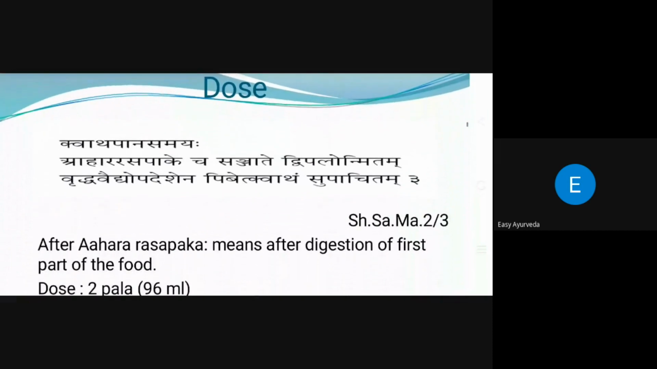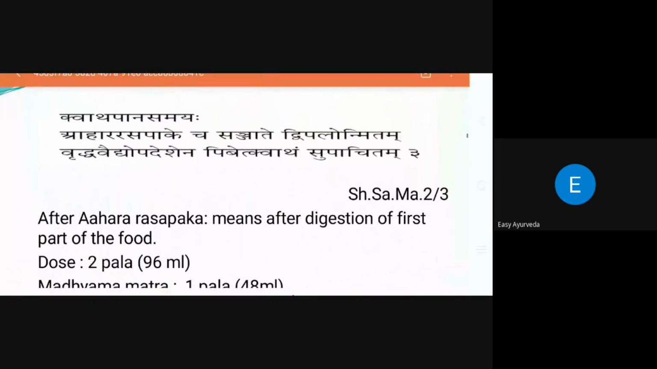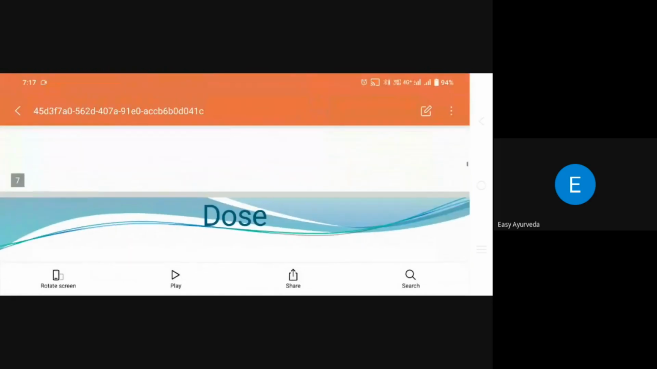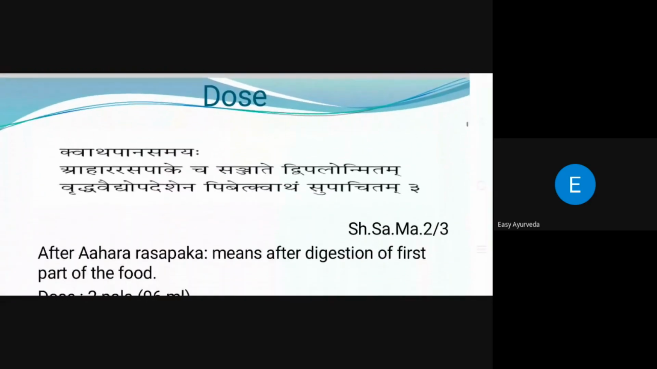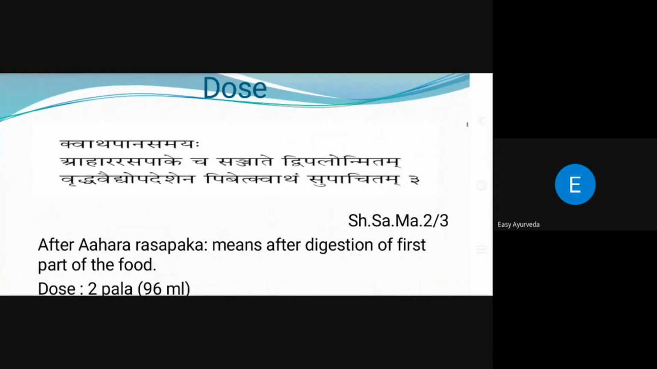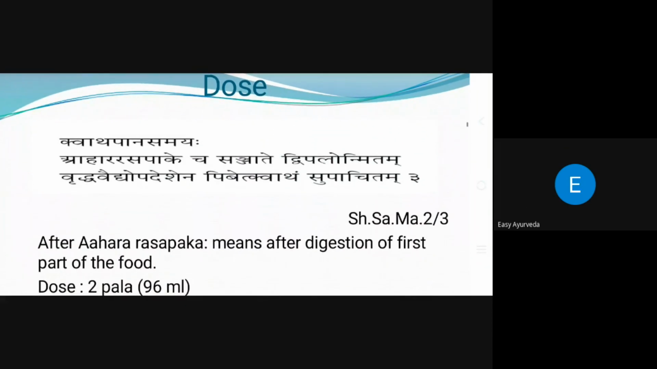Let's come to the dose of Kashaya. Here it is mentioned: Ahara Rasapake sa Sanjate Dvipalon Vitam. This is a major thing we have to understand about when to administer it. The time of administration of Kashaya dravyas, Vatapana Samaya, has been mentioned. That is also a major point, because many people will say it should be given before food or after food. When do we have to give it?